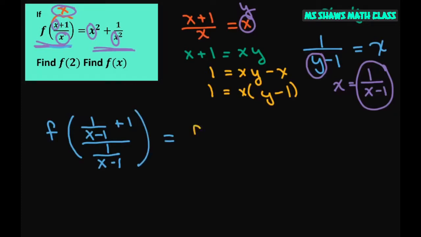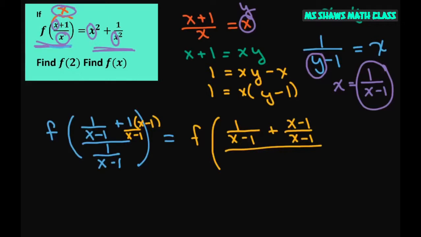So I'm going to have f of 1/(x minus 1). Now, I want to have another x minus 1 here. So in order to get an x minus 1 here, I have to multiply this by x minus 1 as well. So it's just going to be x minus 1. And then we still have 1/(x minus 1).